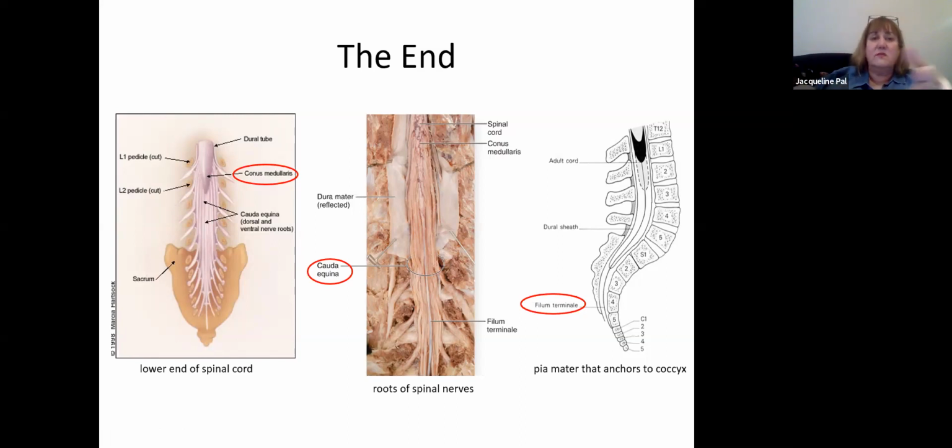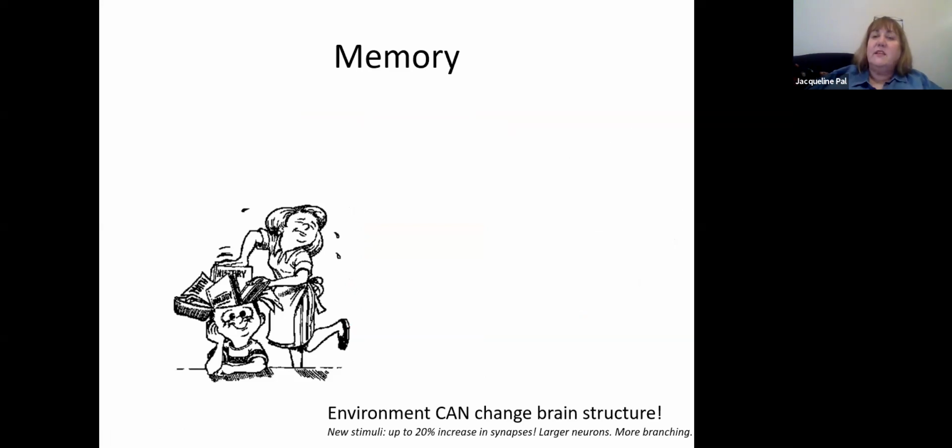Equine is a horse, so the horse's tail is exactly what it looks like. Okay, so that's it for the spinal cord. And the last part I want to talk about is so that you understand memory. So hopefully it will help you with your studying in this class and other ones.